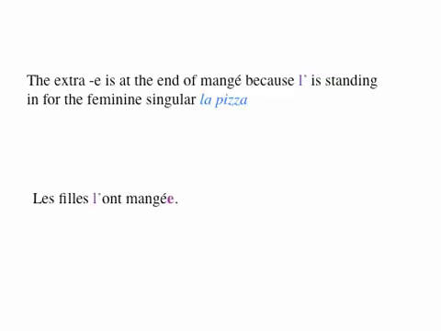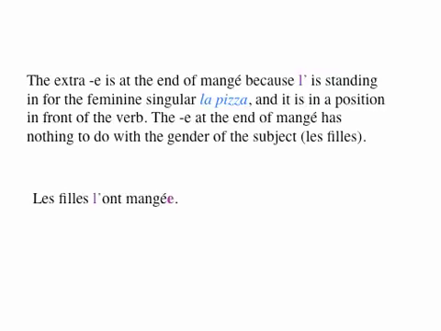The extra e at the end of mangé is because l' is standing for the feminine singular la pizza. It is in a preceding position in front of the verb. That triggers agreement of a past participle with a direct object. The e at the end of mangée has nothing to do with the gender of the subject, les filles. Subject agreement with the past participle only ever happens when you have être as your helping verb. Donc, nous avons: les filles l'ont mangée, manger avec e, to agree with l' standing in for la pizza.